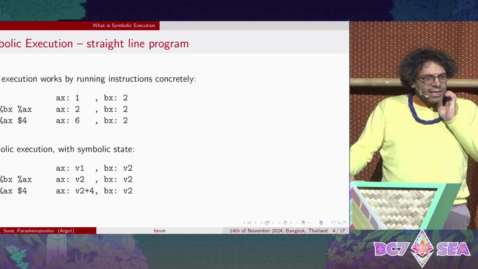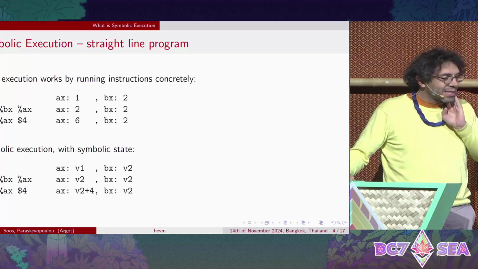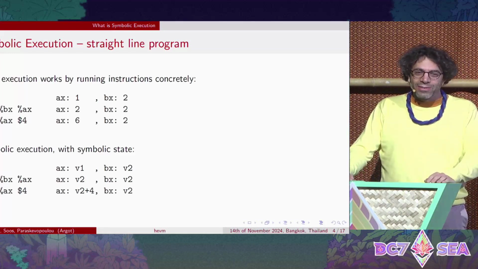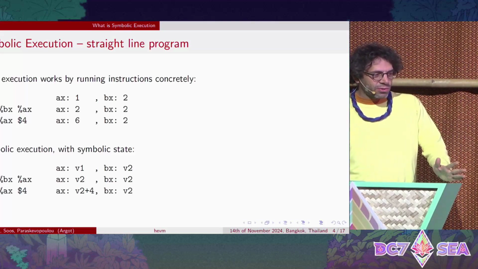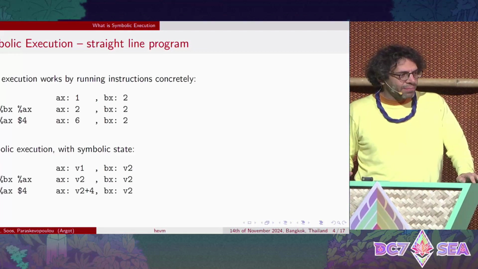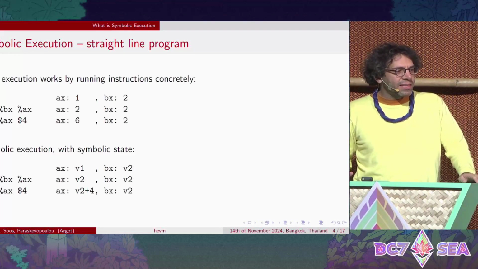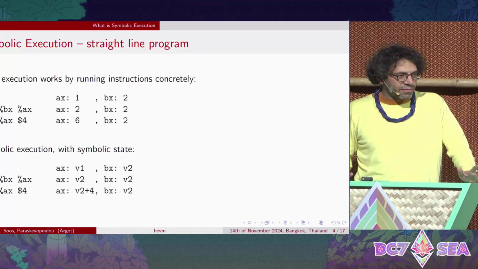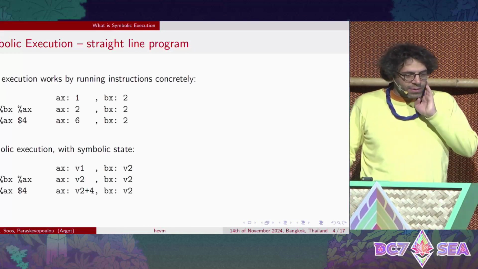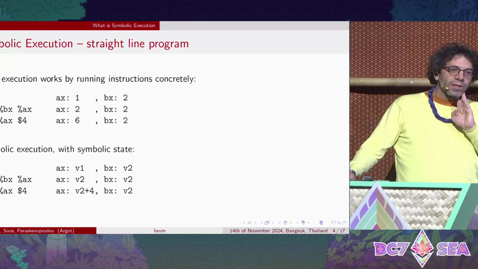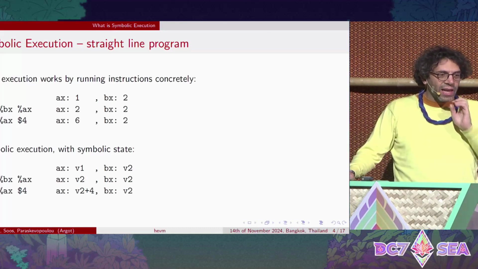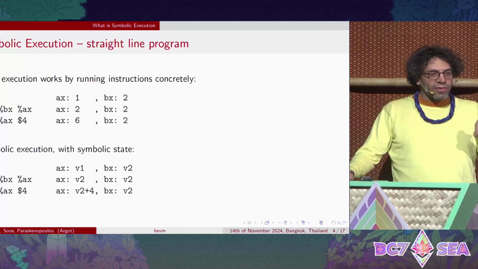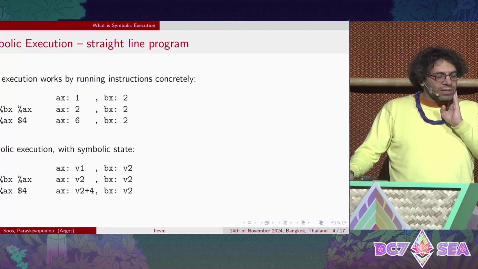Here I used traditional assembly. I'm old school. I could have used EVM assembly, but it's more or less the same. I'm going to showcase a very simple straight line program where we do a mov and a mov and an add with two registers. Here we have concrete execution on the top, and what you have is concrete values like 1 and 2, and then the mov will move the value 2 to the A register, and then it will add 4 to this value, and then the final register state will be 6 and 2.